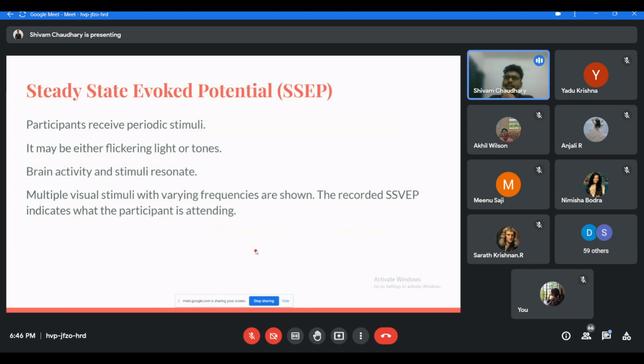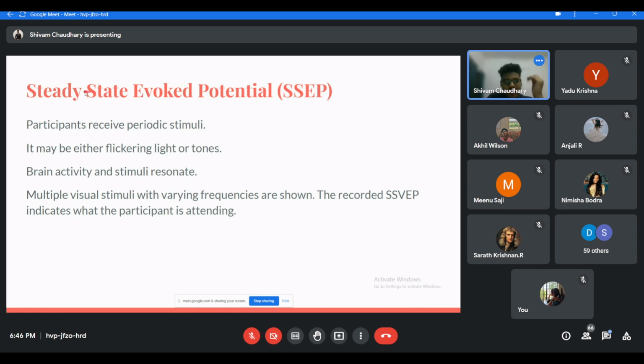Using SSVEP, we can also do keyboard typing. Please pay close attention. I am dividing my screen into four parts, and I tell the person to focus on something, and I will predict what part of the screen the person is looking at. I won't be looking at what they are looking at.